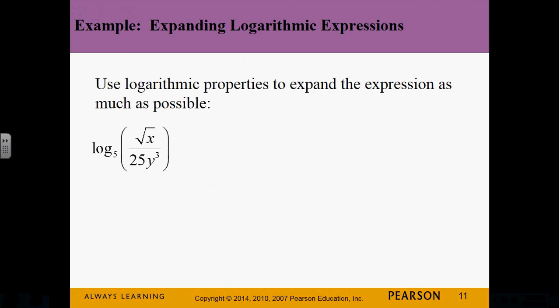And this is going to come into play because I've got this problem now. Log base 5 of root x over 25y cubed. Now, this is a multi-step problem on a bunch of levels. So we're going to start by rewriting it: x to the 1/2 over 25y cubed. Now I'm going to use my product and quotient rules to say anything in the numerator is going to be added, anything in the denominator is going to be subtracted. So that's log base 5 of x to the 1/2 minus log base 5 of 25 minus log base 5 of y cubed.